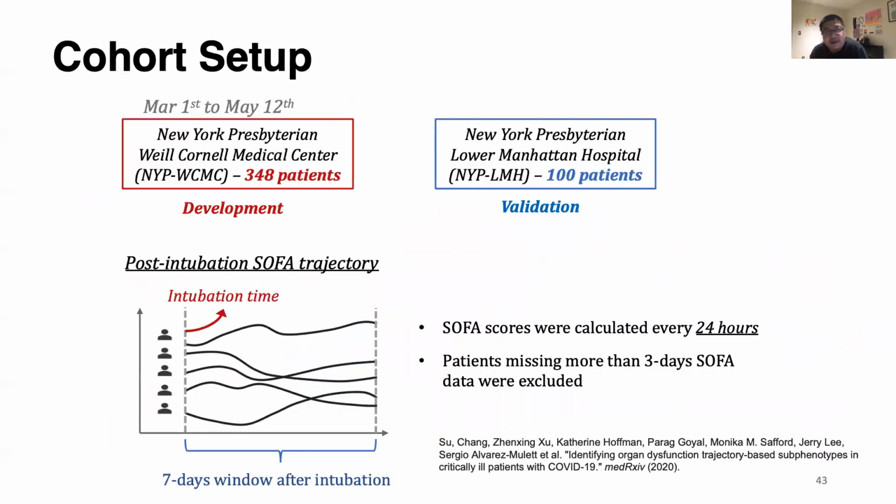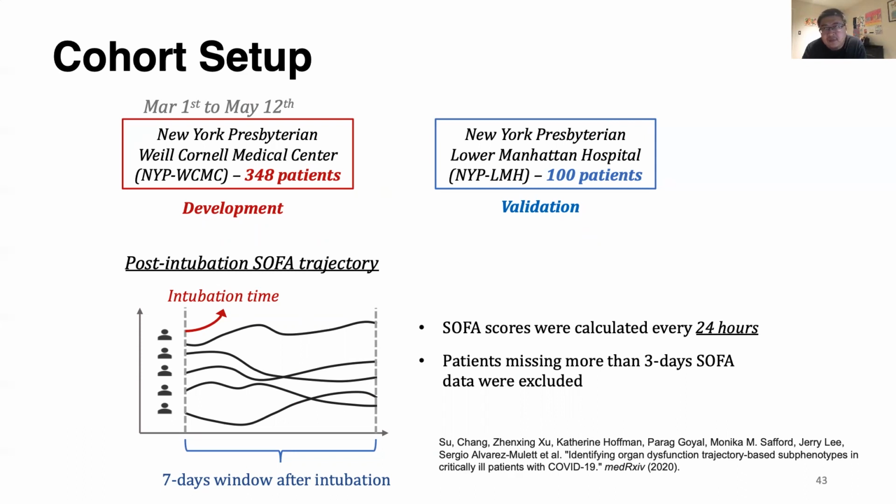And we investigated the trajectory subphenotyping using the cohort of patients in NYP Weill Cornell from March 1st to May 12th, and we validated the discovered subphenotypes using another independent hospital from NYP, Lower Manhattan. The SOFA scores were processed similarly to what we did for the albumin level. So we aggregated the SOFA score for each day.